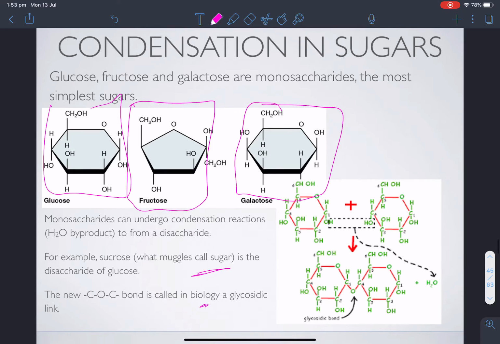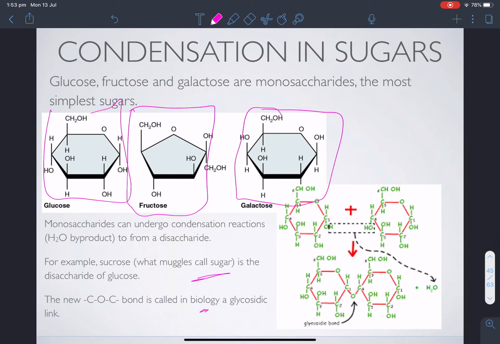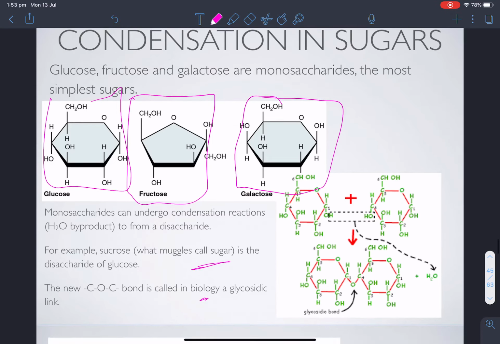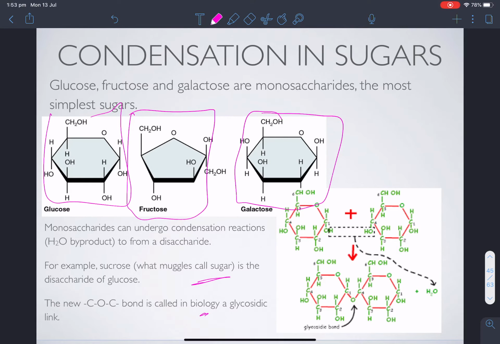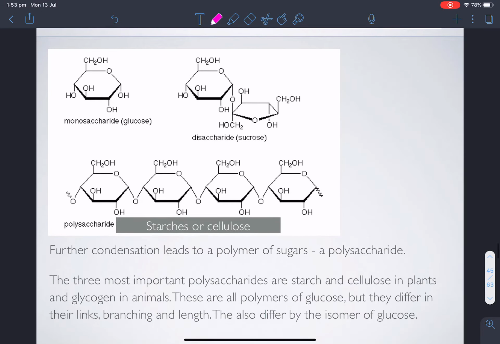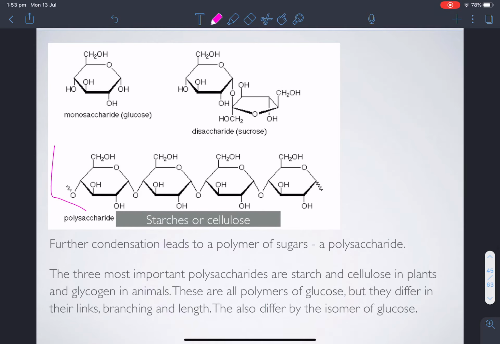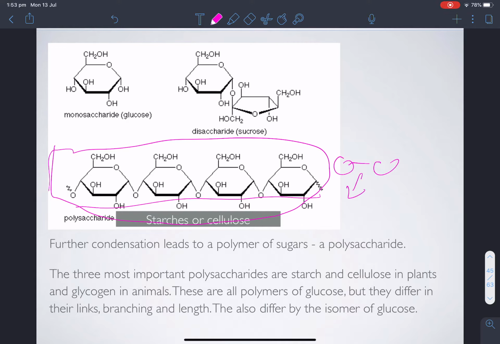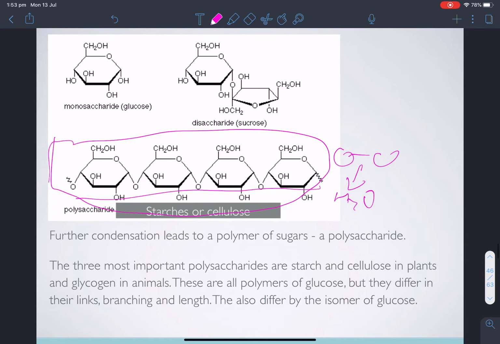Okay, so condensation in sugars. When sugar rings join up, or those saccharides join up, you get condensation reactions. A polysaccharide is a polymer of these rings, and it's a condensation, with H2O dropping out with every link. So in general, remember, the starches and cellulose have these ongoing rings with joins, and at each join you're dropping out an H2O. Further condensation leads to a polymer of sugars, polysaccharides.